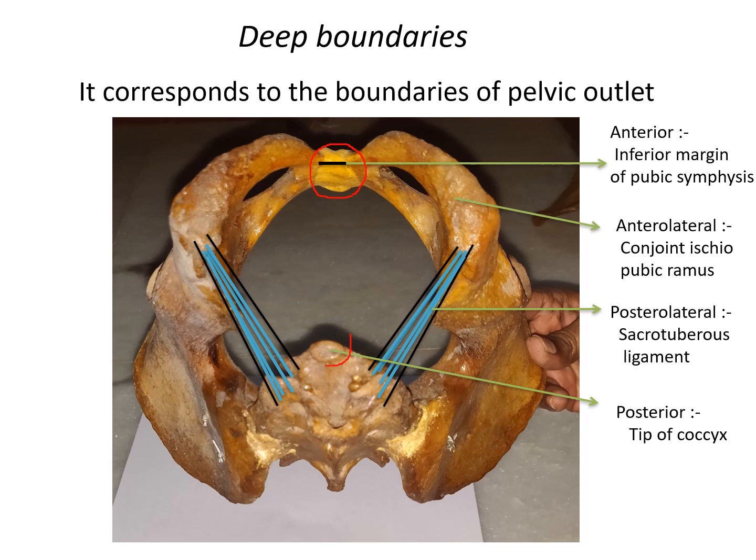Posteriorly, the perineum is bounded by the tip of the coccyx. Anterolaterally, it is bounded by the conjoined ischiopubic ramus. Posterolaterally, it is bounded by a ligament called the sacrotuberous ligament. The lateralmost boundary is the ischial tuberosity.